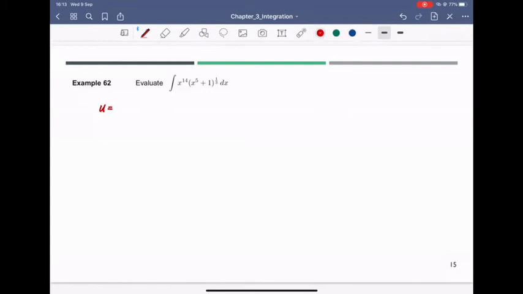So we are going to choose u to be x to the 5th plus 1. Well, it's pretty obvious. From that, du over dx is 5x to the 4th power, which means dx is du over 5x to the 4th power. All right, so I integrate that. So I have x to the 14th power, and then (x to the 5th power plus 1) to the 1/3 dx. What else?